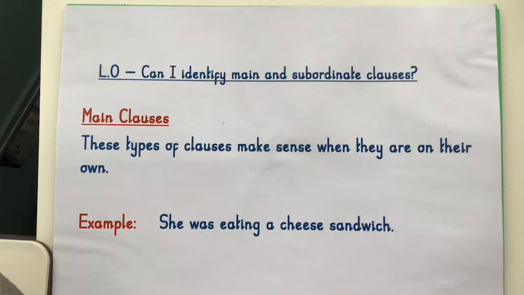So the first type of clause is the main clause. These types of clauses make sense when they are used on their own. So for example, she was eating a cheese sandwich. It makes sense on its own.